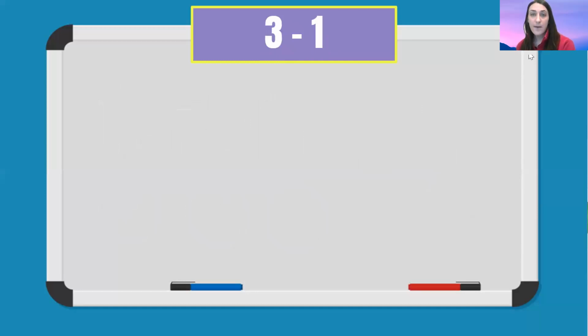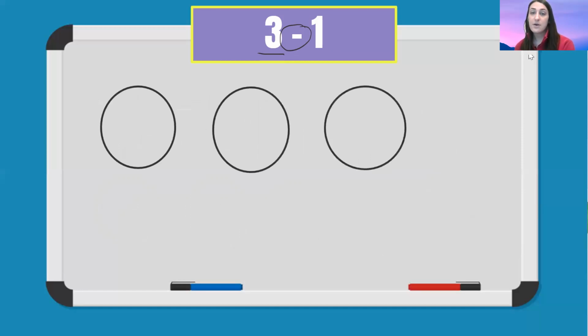3 minus 1. The minus sign tells us to subtract or take away. So the first number tells us how many we should start out with. So we're going to start out with 3 circles. Let's count them. 1, 2, 3.